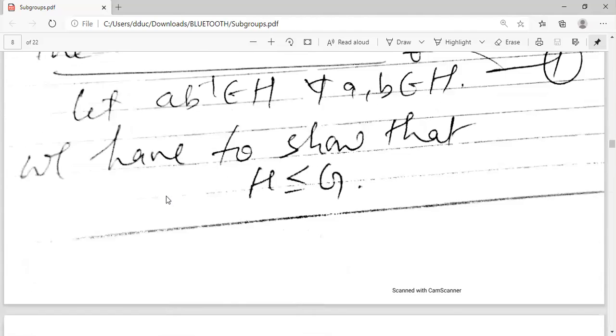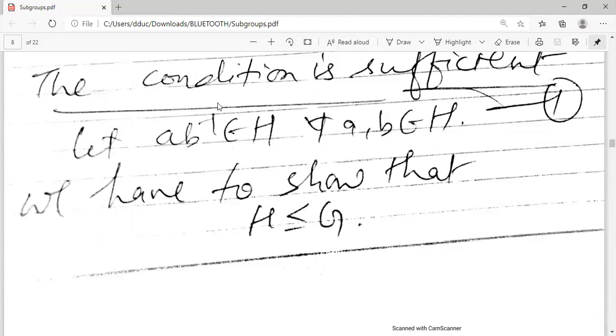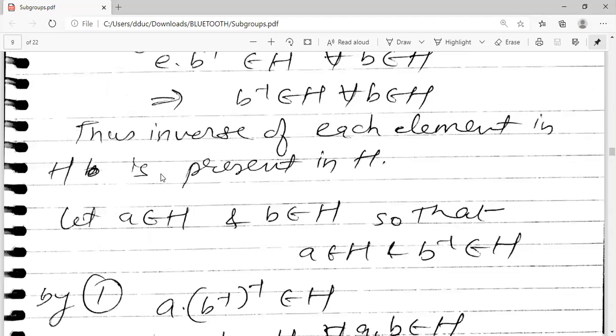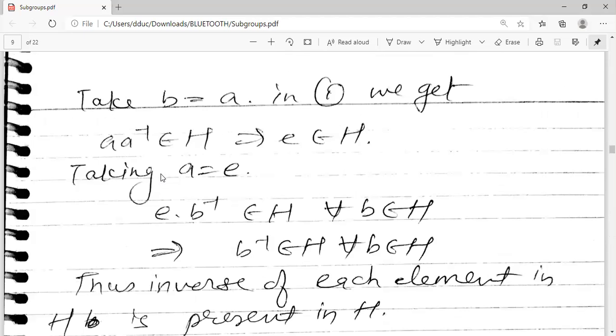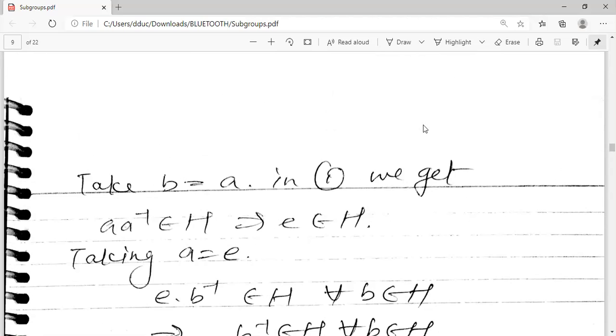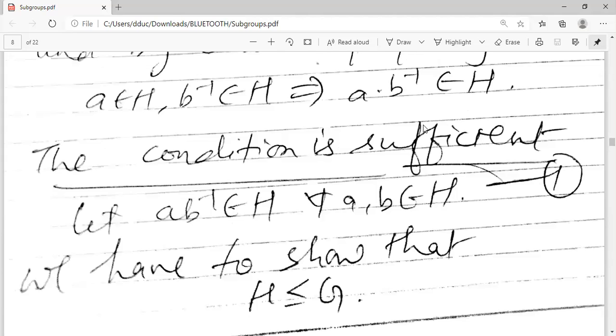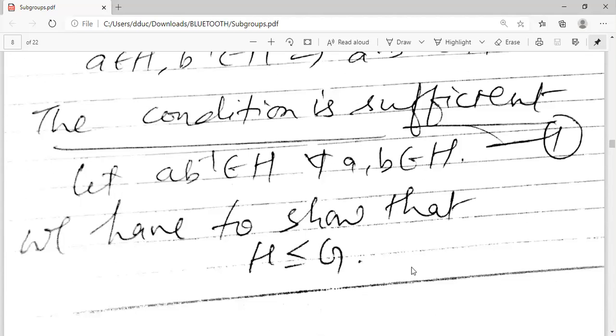What is the given condition? The given condition is this: A times B inverse belongs to H. We are going to show all the properties using this thing only. So A times B inverse belongs to H. This is given to you. Now, just see this. So this is your equation 1: A B inverse belongs to H. This is statement 1.